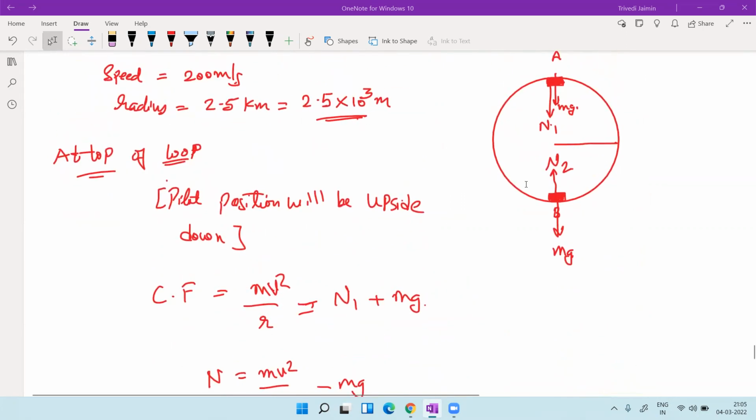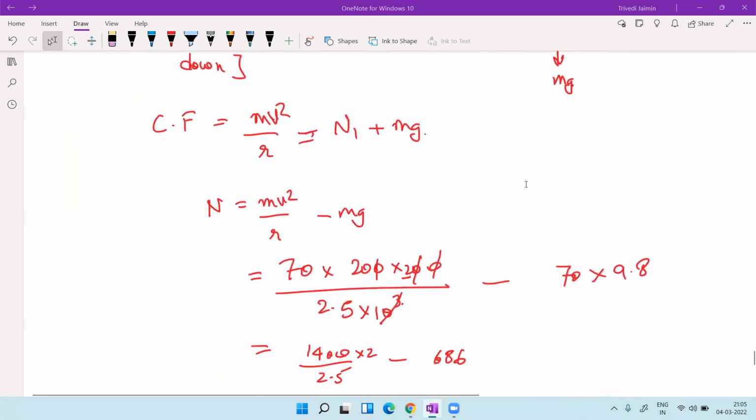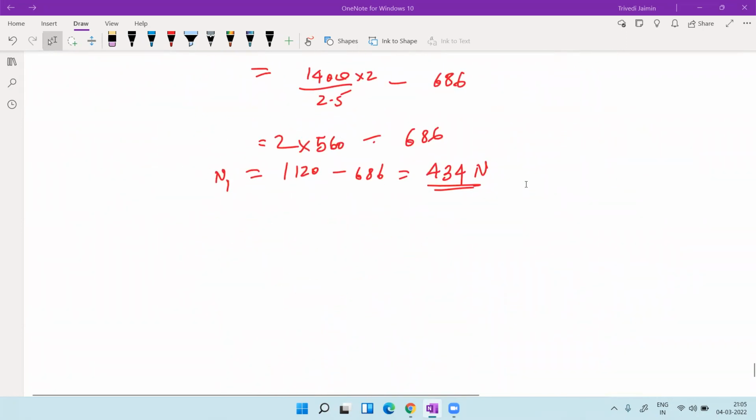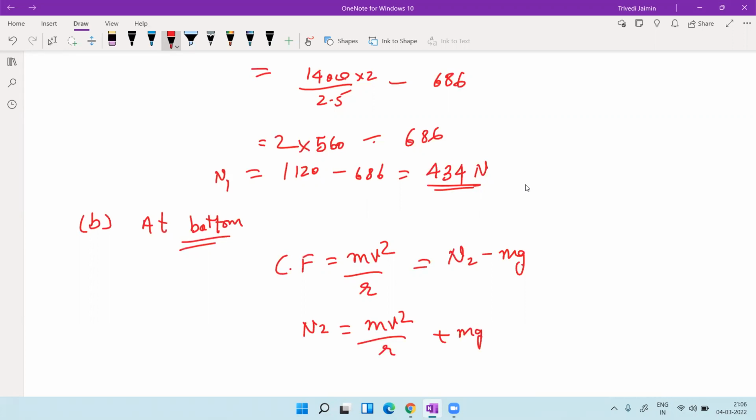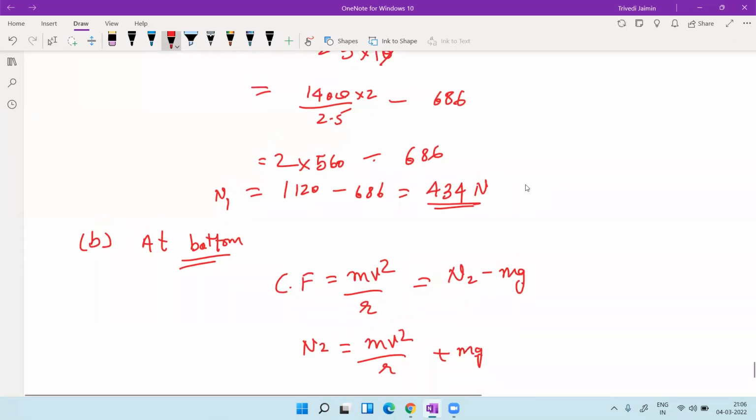Same thing you do, just subtract. N2 minus mg. That's it. Come on, get me the answer. At B, what is B at? Bottom. So centripetal force equals mv squared by r, which equals N2 minus mg, because they're opposite. So N2 equals mv squared by r plus mg. So it will be the same, just we will add.